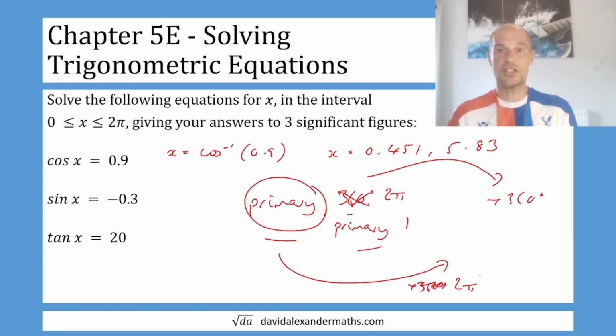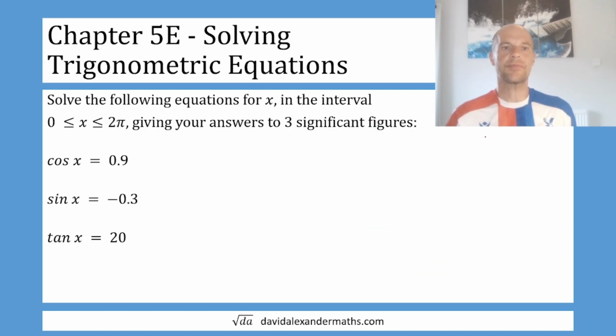So my first solution was 0.451, and if I add 2 pi to that, I'm getting 6.73, and 6.73 is greater than 2 pi. And if you're not sure, what is the value of 2 pi? 2 pi is 6.28, so 6.28 is less than 6.73, so this is out of range. So there's only two solutions, 0.451 and 5.83.